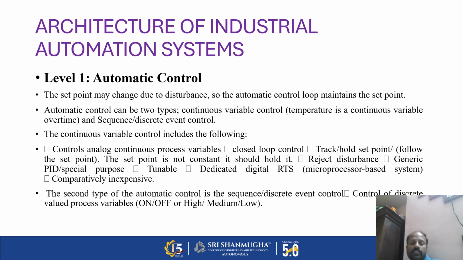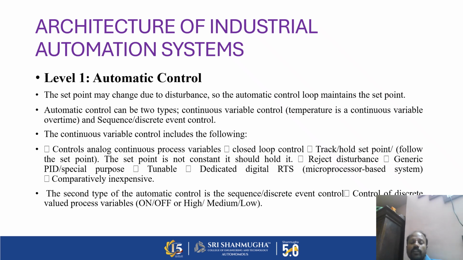Next is level 1, which is automatic control. The set point may change due to disturbance, so the automatic control loop maintains a set point. Automatic control can be of two types: continuous variable control and discrete control. Continuous variable control includes the following: continuous analog, continuous process variable, closed loop control, track and hold set point. The set point is not constant, it should be held. Reject disturbance, generic PID, especially tunable, dedicated digital RTS, comparatively inexpensive.